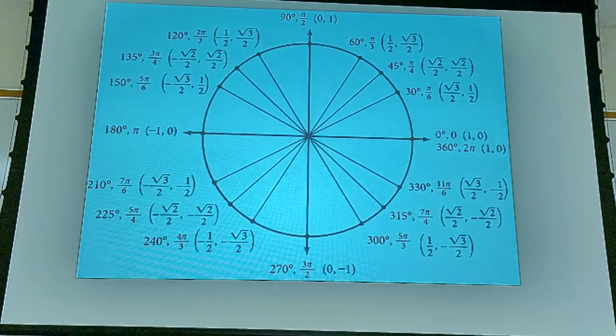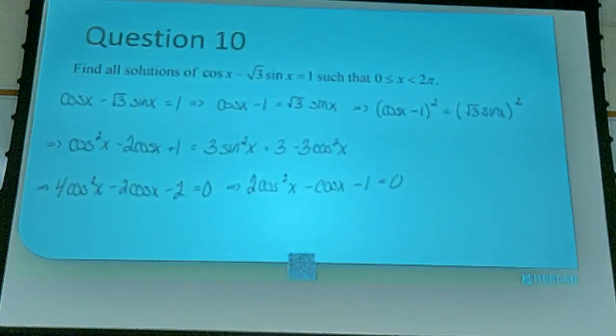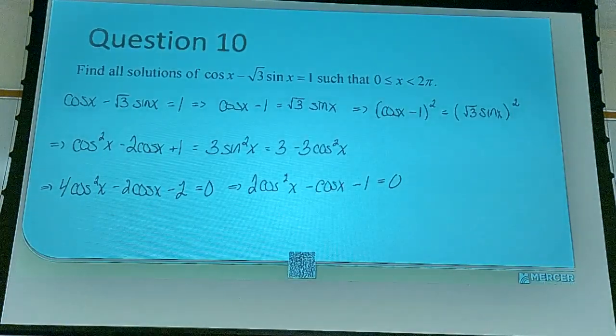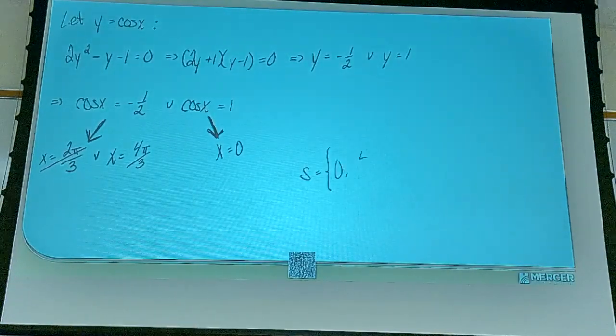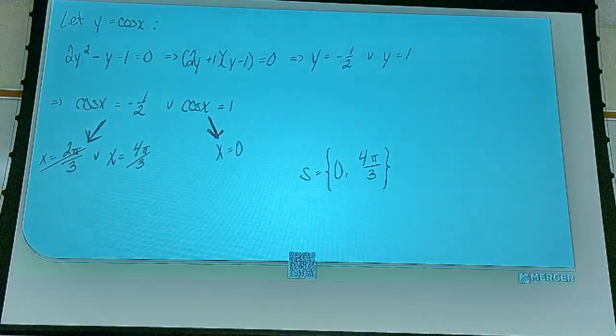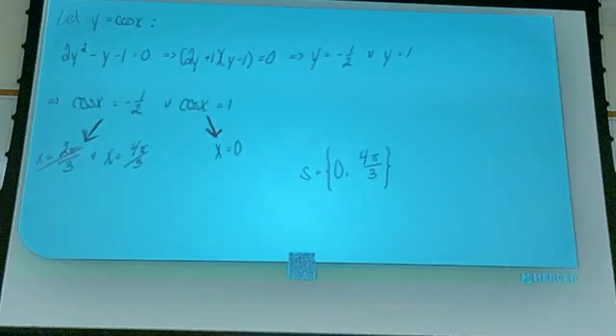2. Not 2. 3 halves plus 1/2. It's 3 halves minus a half. Oh, just 1/2. Oh, so 1. It's 1. 4 pi over 3 is a solution. There's your two solutions. 0 and 4 pi over 3.